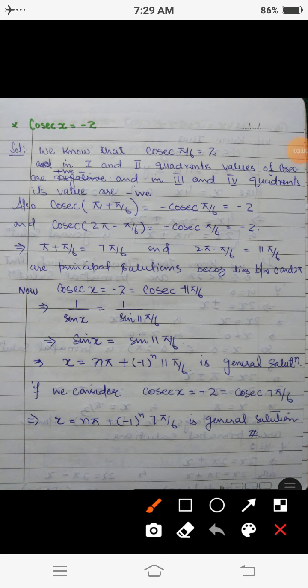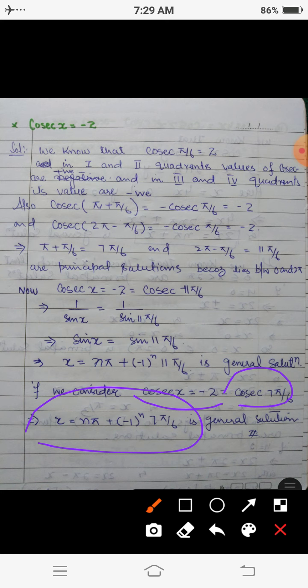Similarly, if we consider cosec x equals minus 2 equals cosec 7 pi by 6, because minus 2 is either cosec 11 pi by 6 or 7 pi by 6, then the general solution for this becomes x equals n pi plus minus 1 raised to n times 7 pi by 6.